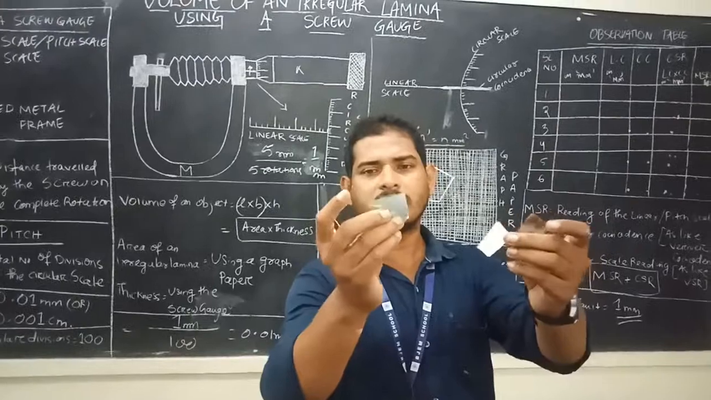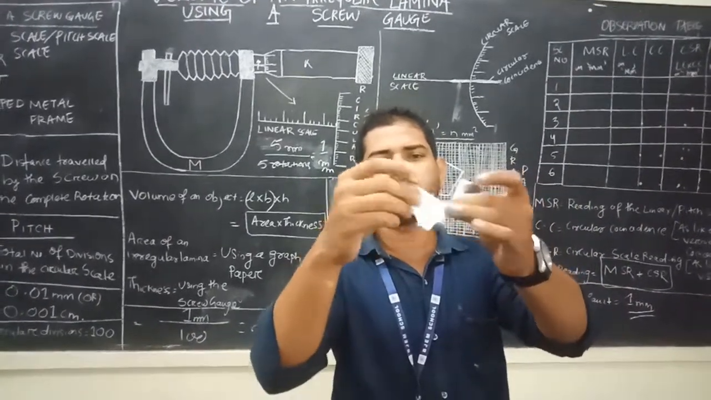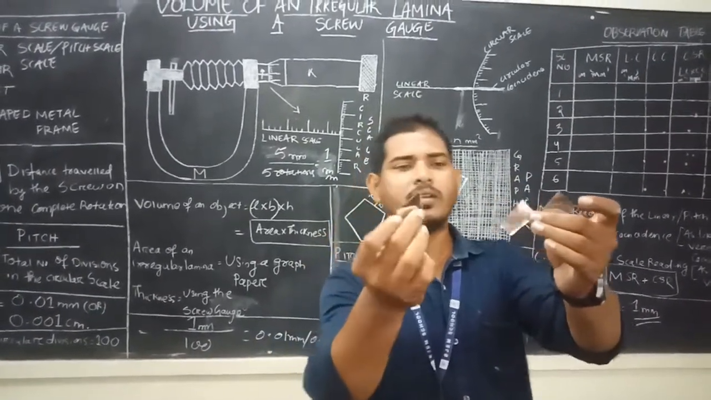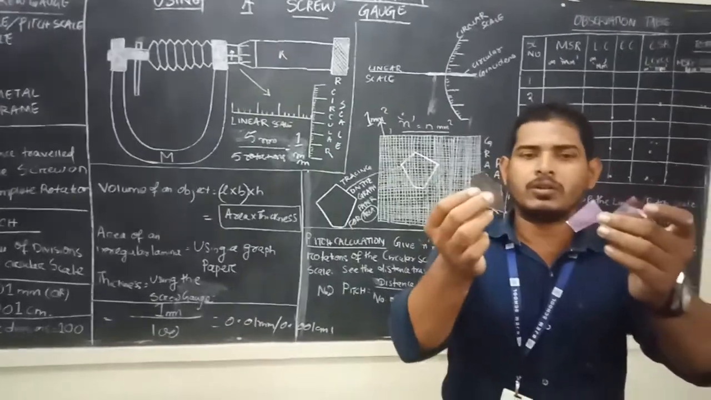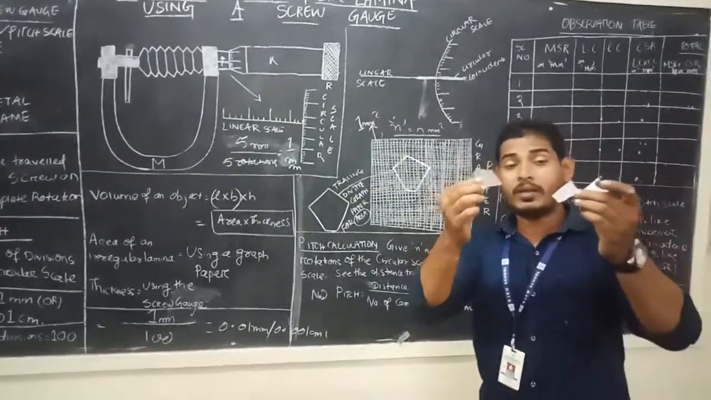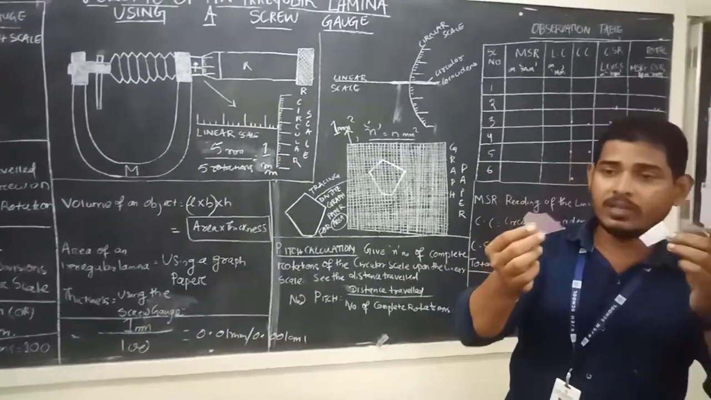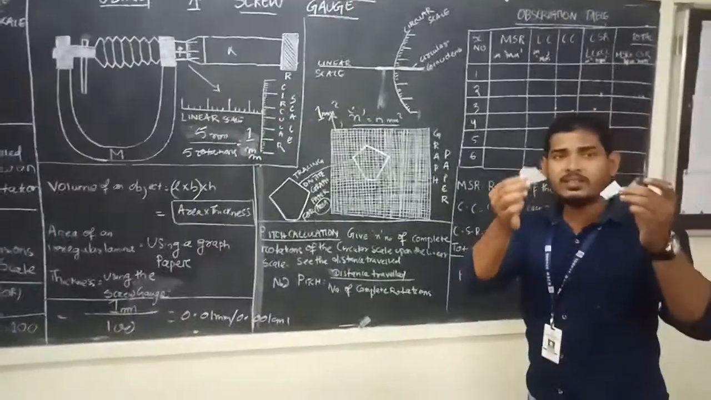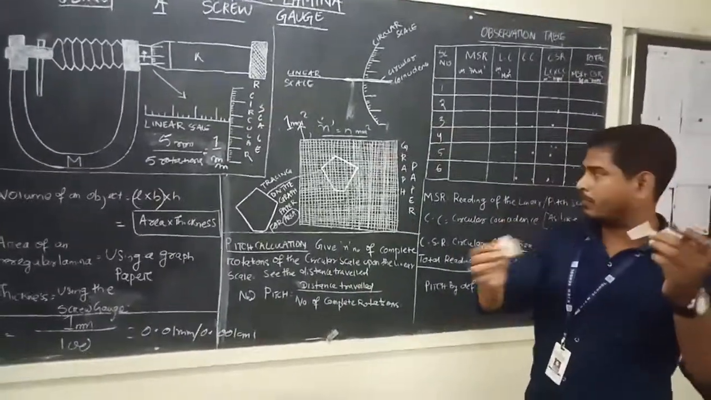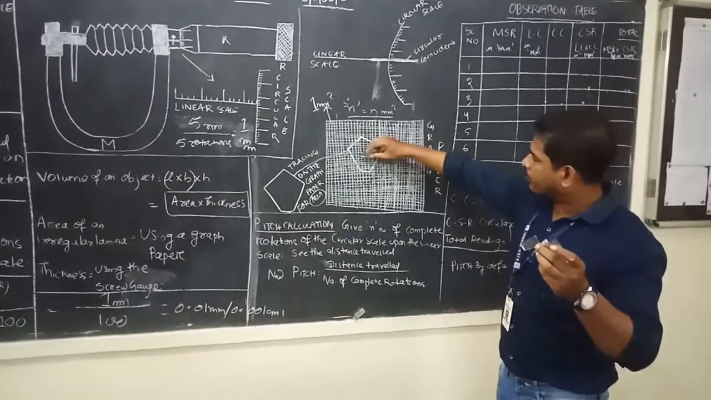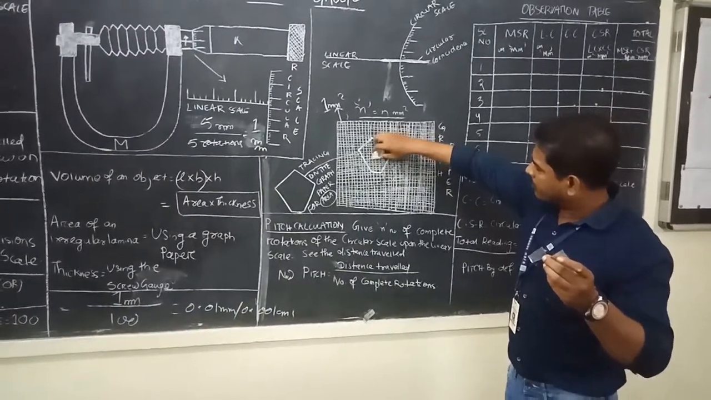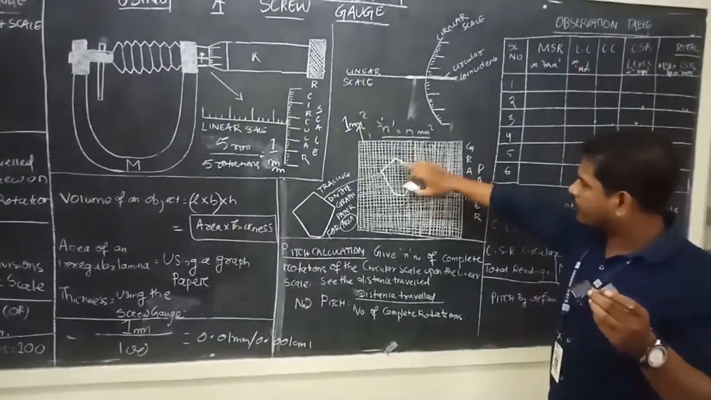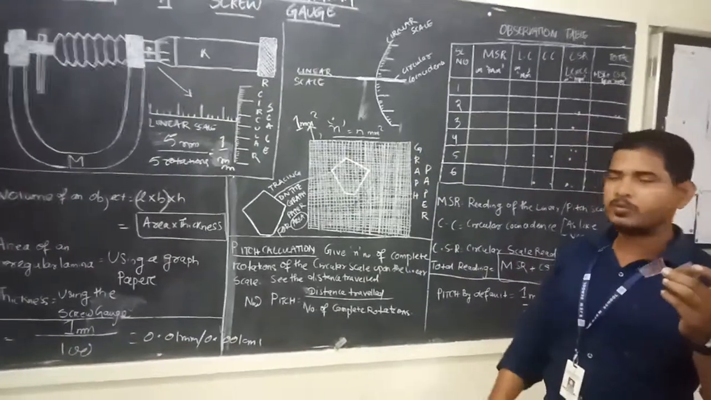As you can see, it doesn't have a definite shape, which means we cannot measure its length and breadth to accurate dimensions. So instead of finding its length and breadth separately, we are finding its area by tracing this lamina on the graph paper. This is the graph paper. Take the lamina, trace the outline, and calculate the number of complete squares. Now it becomes your area.